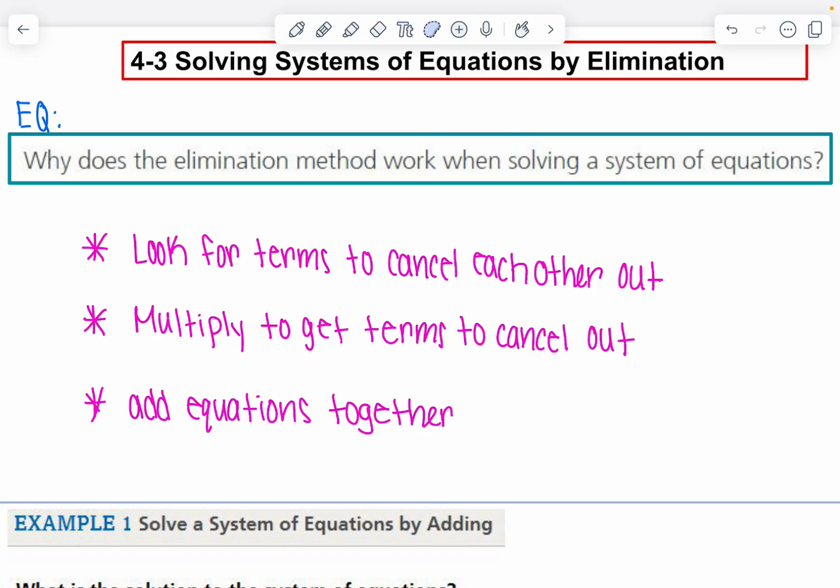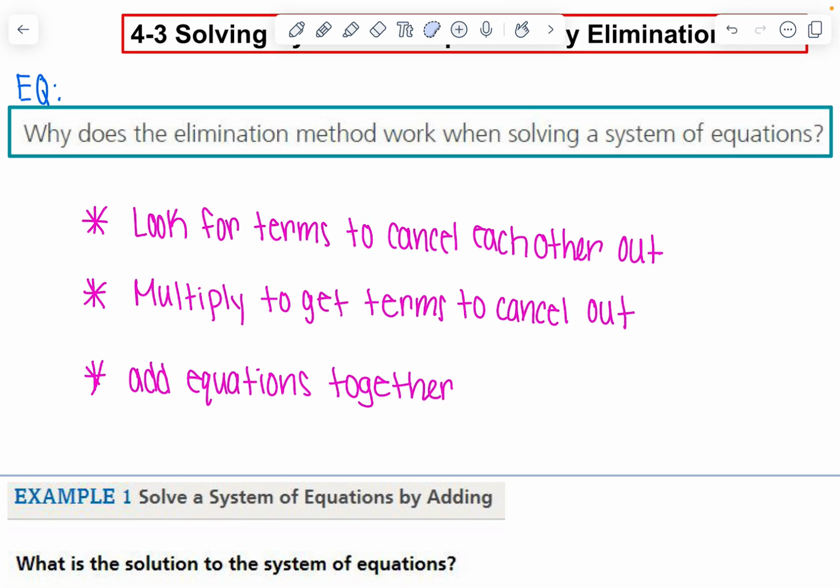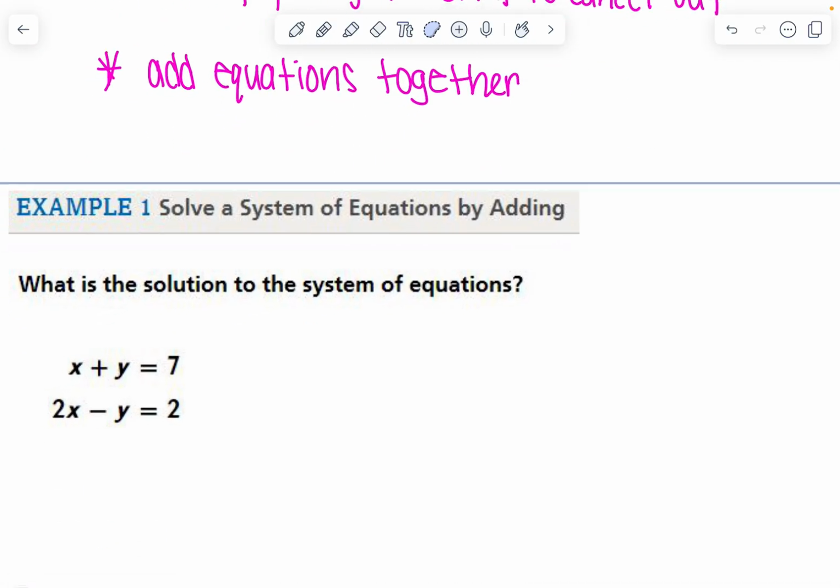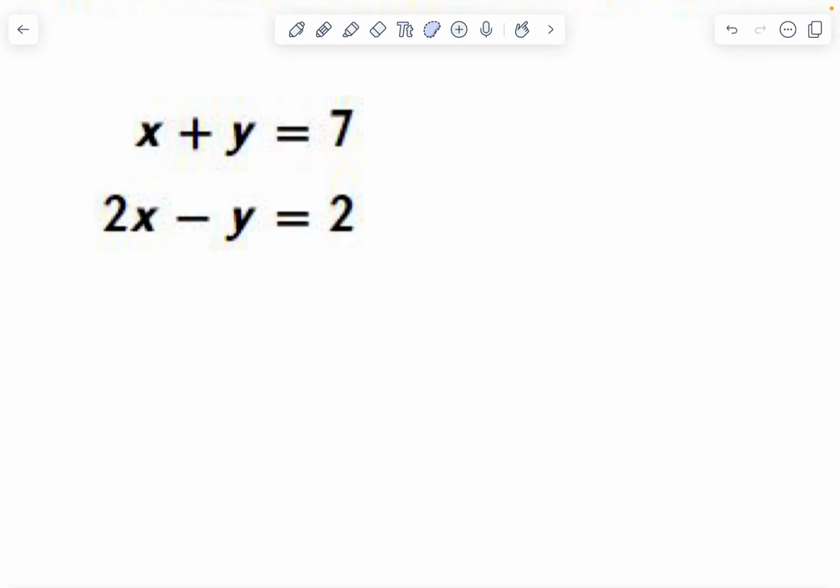All right, so first you're going to want to look for the terms to cancel each other out. So you're looking for opposites. Then you're going to multiply to get terms to cancel out if there are not already opposites. And then after that, you're going to add the equations together. They're going to make a little more sense when we actually get started. All right, here is example 1. Go ahead and write this down.